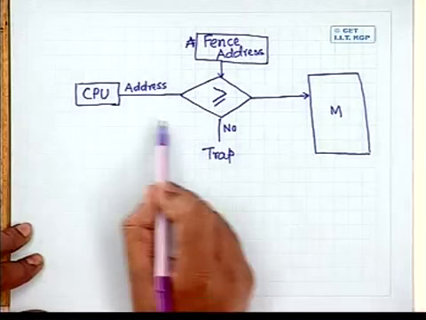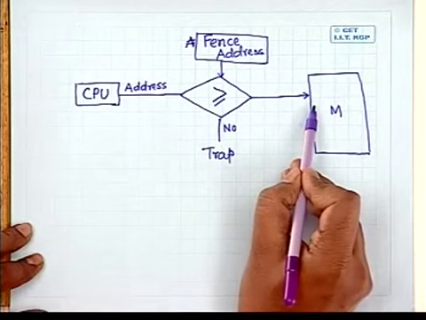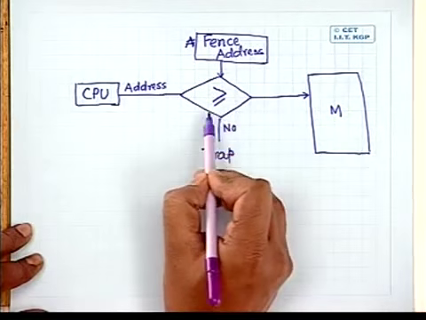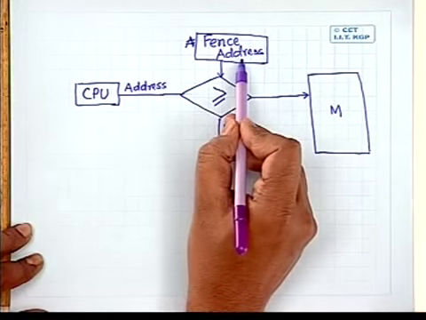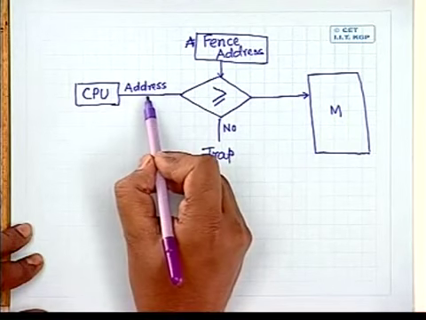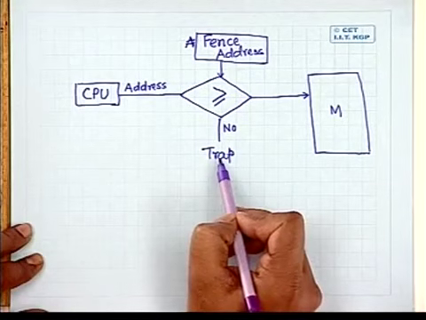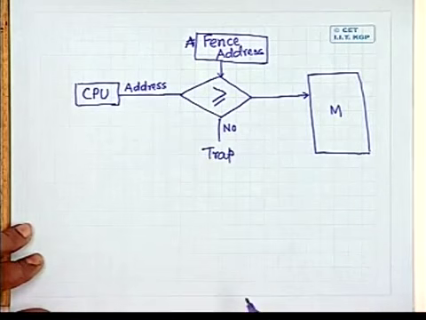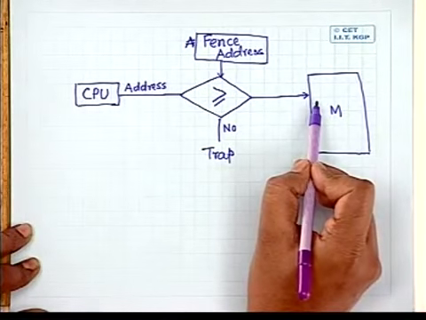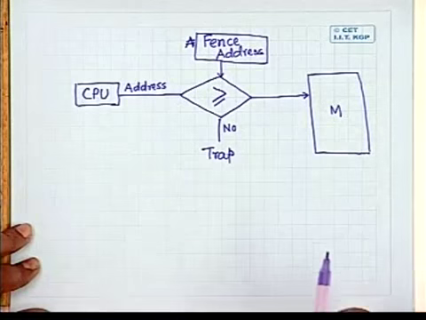So here, whenever the CPU generates an address, the address directly goes to the memory. Parallelly, this is also compared by a comparator with the fence address. The moment the address generated by the CPU becomes less than the fence address, the trap will be generated, and following this trap, the process will be terminated. So even if the address is directly going to the memory, that is not harmful because the process is not allowed to continue further.